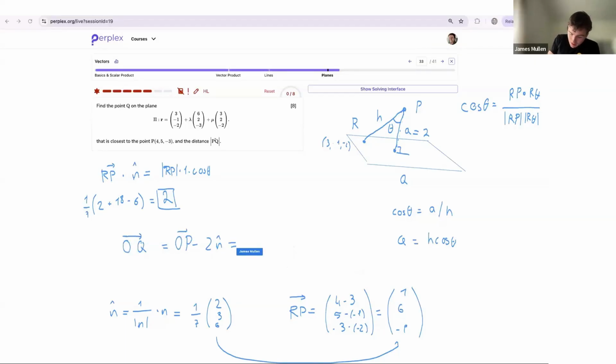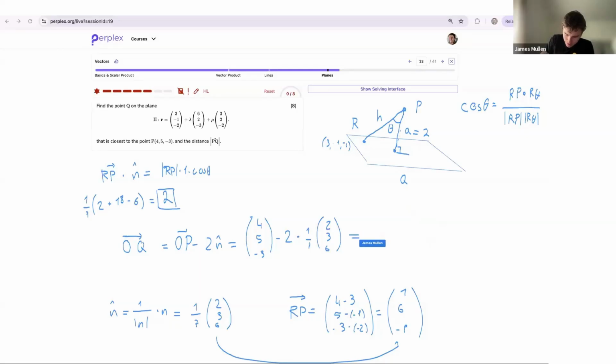And that's going to be 4, 5, and minus 3 minus 2 times the normal vector, which is 1 over 7 times 2, 3, 6, okay? Now, the final answer is not going to be super pretty because I have this 1 over 7, but that's okay. I can put everything over 7, and I can say that the x component is going to be 28 over 7 minus 2 times 1 times 2, so minus 4 over 7, so 24 over 7 is the first component.